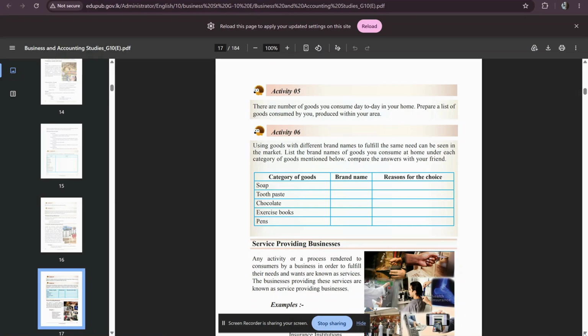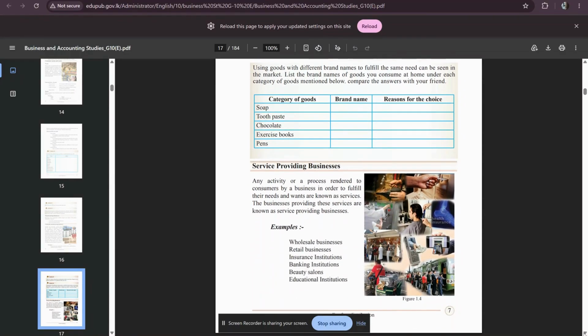I'm pretty sure most of them have different answers for the brand name, and I have a feeling that you might not actually have an answer for the reasons for your choices, because mostly it's influenced by advertising, which we will touch later on. Service providing businesses.